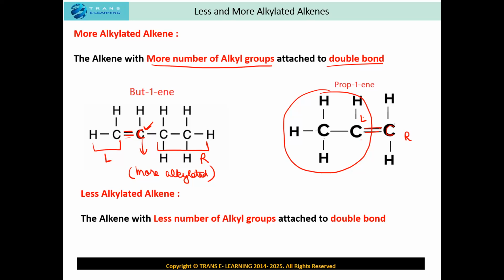Here you can see that with the carbon atom on the right hand side of the double bond, there are two alkyl groups. So this but-1-ene is more alkylated, whereas here you just have one alkyl group. So this is less alkylated alkene. Now we know about the more alkylated and the less alkylated alkene.